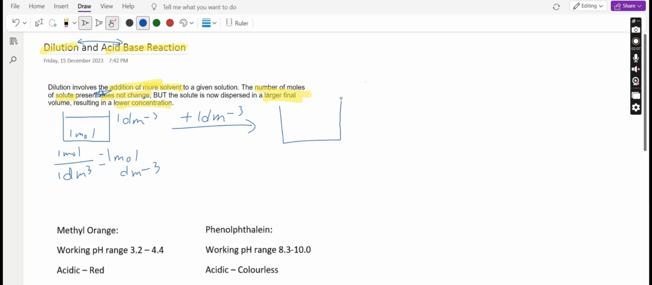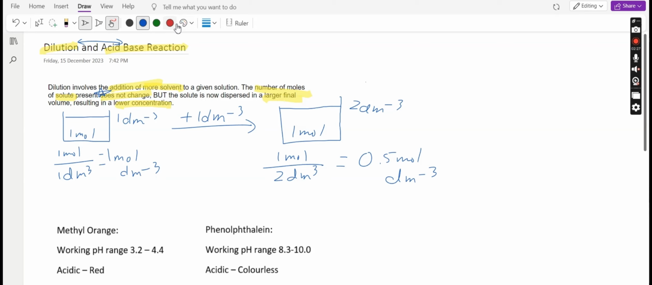So now I have 2 dm cube of water, and I still have 1 mole of salt. What's my new concentration? 1 mole over 2 dm cube is 0.5 mole per dm cube.